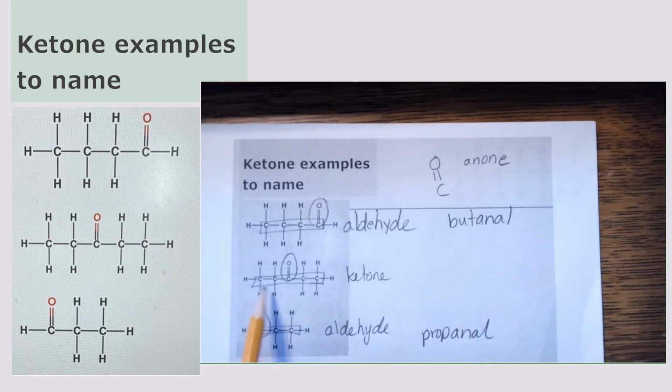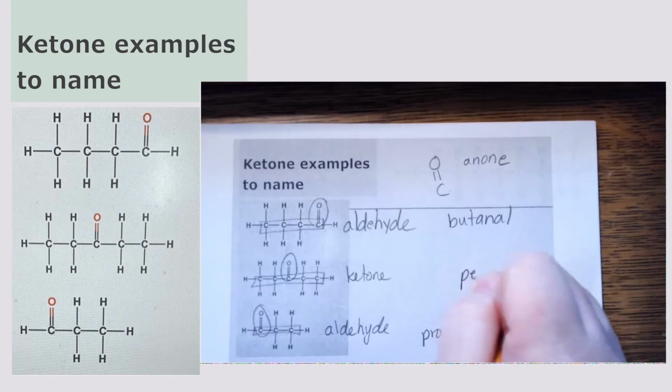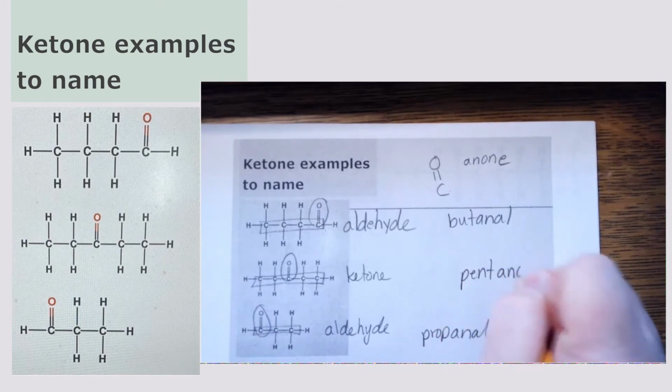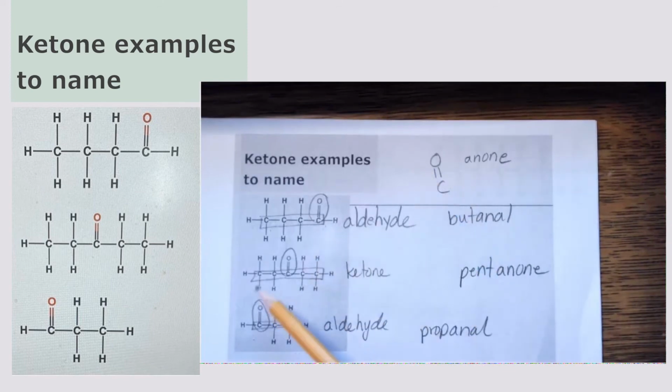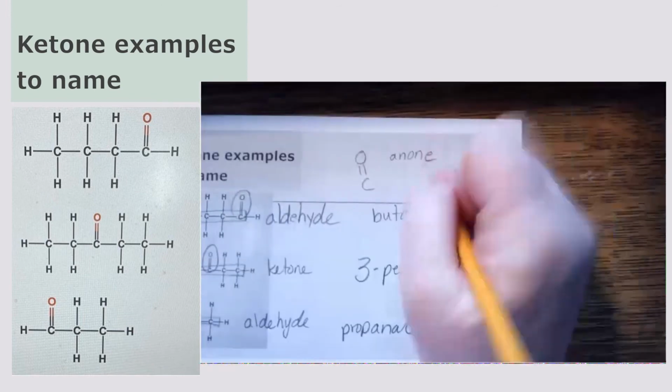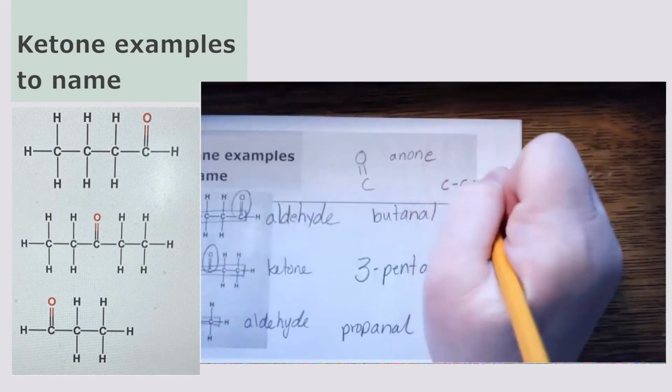Okay, this one, ketone. 1, 2, 3, 4, 5. Pent, anone. Address. Tell me where the double bond O is. Well, let's number 1, 2, 3. It would be on 3 going this way, or 1, 2, 3. Oh, it's on 3 regardless. 3 pentanone. All right, so what if it looked like this?